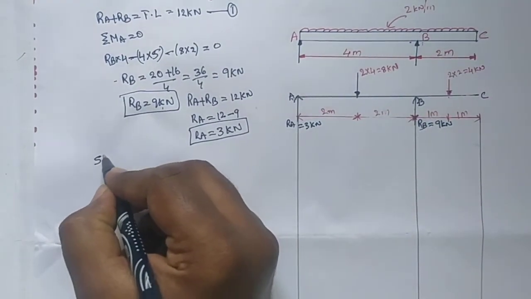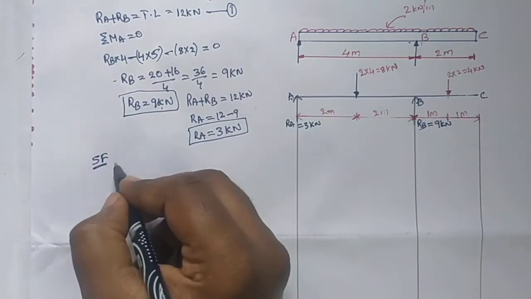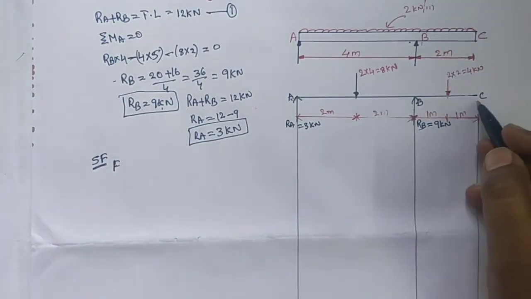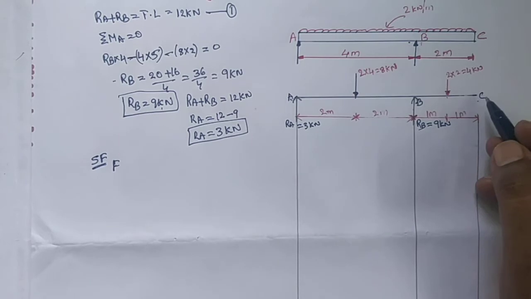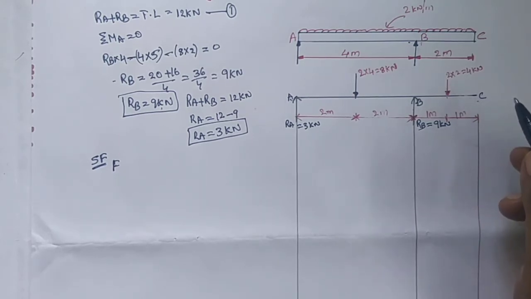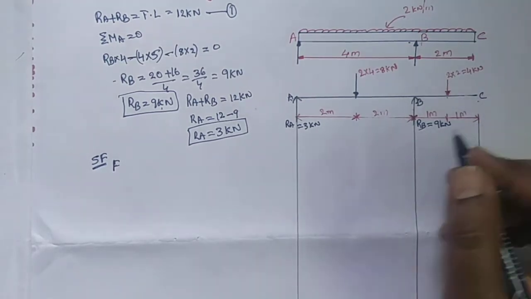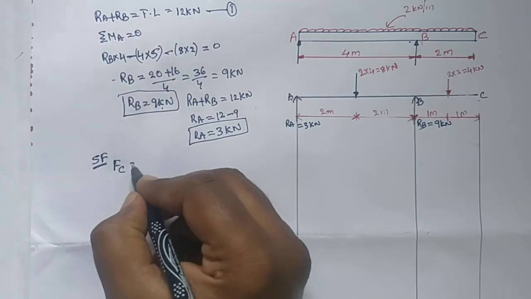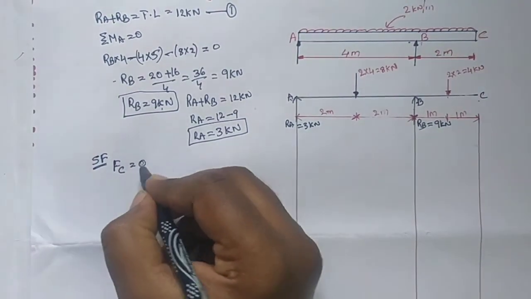Now I am calculating shear force. Shear force at point C. At point C there is no load, so there is no need to calculate before and after load. So the shear force at point C is equal to 0.